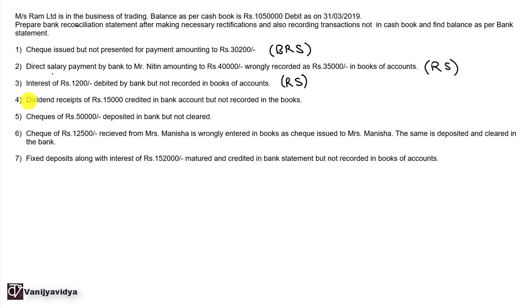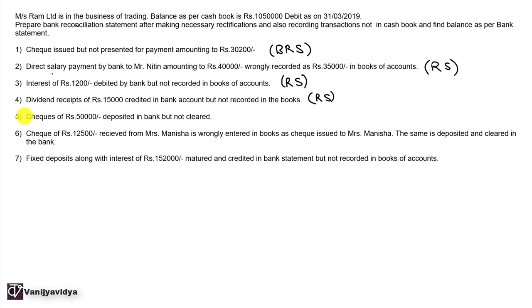Next, dividend receipts of rupees 15,000 credited in the bank account but not recorded in the books. Again, there are certain dividend receipts which are credited in the bank account, but since they are not recorded in the cash book, we'll record them in a rectification statement of cash book.